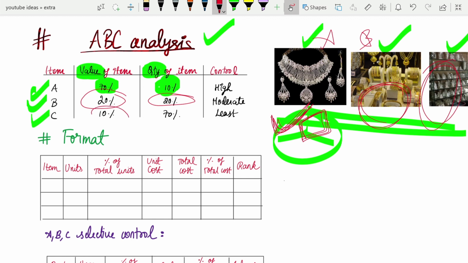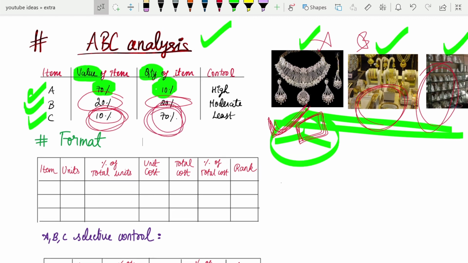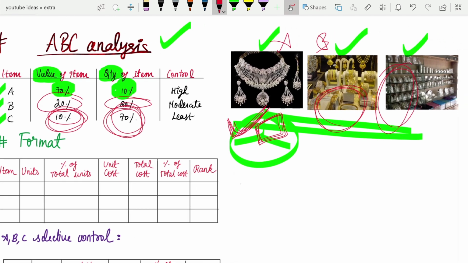And C is like a less valuable thing. The value will only be 10%, but the quantity will be 70%. The value of silver jewelry is quite less, but if you go in a shop, the silver jewelry will be a lot in quantity. But even that lot of quantity will be very less value. So this can be put into C.